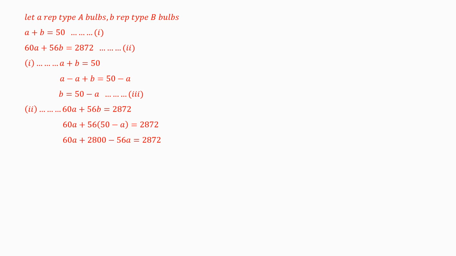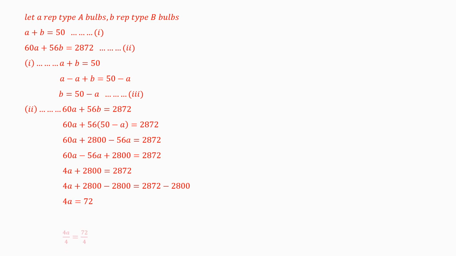2,872. We put the like terms together. We have 4A plus 2800 is equals to 2,872. We subtract both sides by 2800, and therefore 4A is equals to 72. Divide both sides by 4, and our A is equals to 18. Therefore, she bought 18 bulbs of type A.